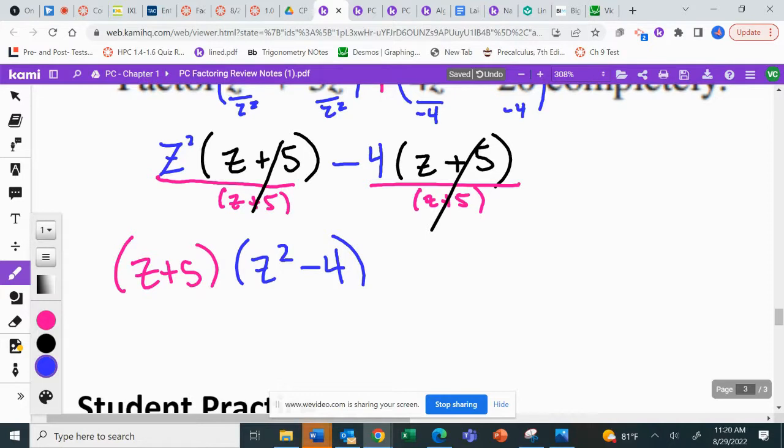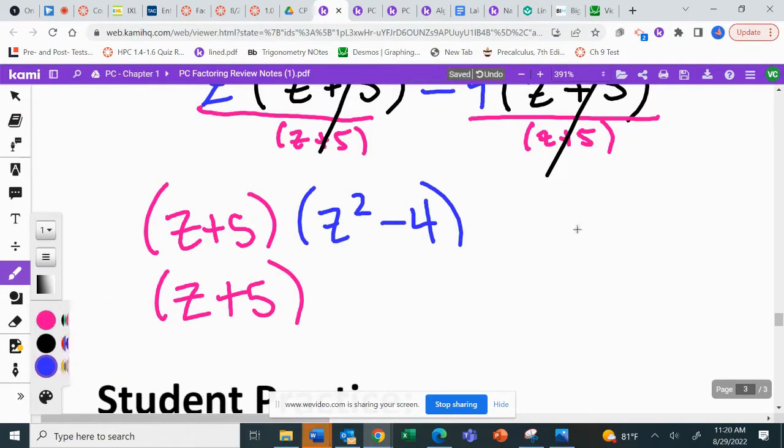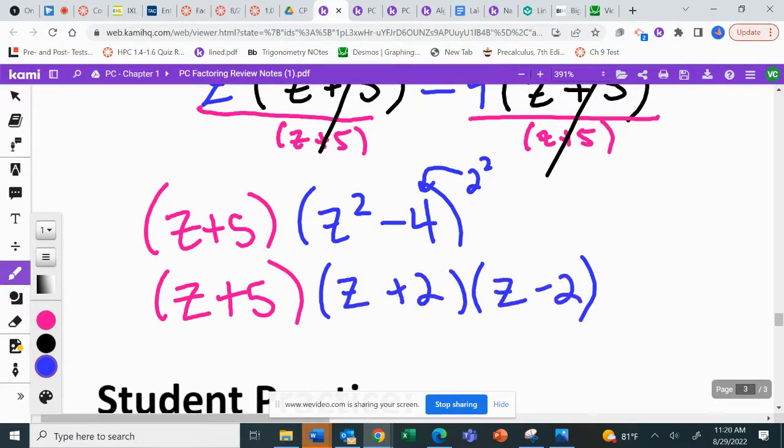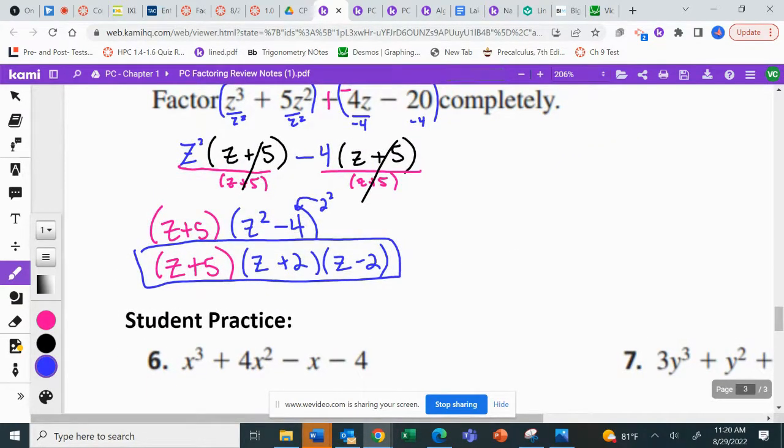Now we have two binomials factored next to each other. I know z plus 5 is done because it's linear. But what about z squared minus 4? It's not linear. Is it a difference of squares? Yeah, it's a difference, and they're both perfect squares. I don't have to think about cubes because it's a difference of squares. So now I've got z plus 5 comes down. That one's done. And then this is going to become 2. If you want to rewrite it as 2 squared, you can. This will be z plus 2 and z minus 2. Those are all linear, so I know I'm done. So that is grouping.